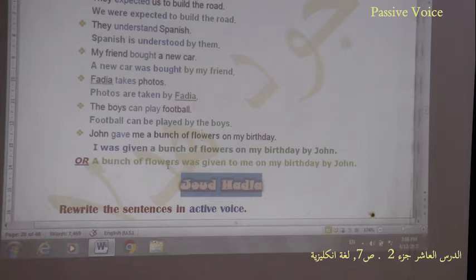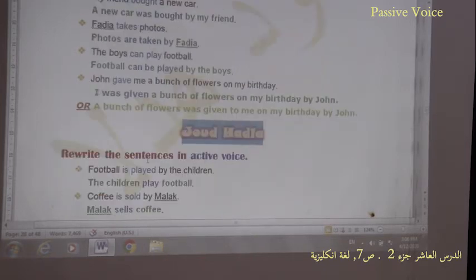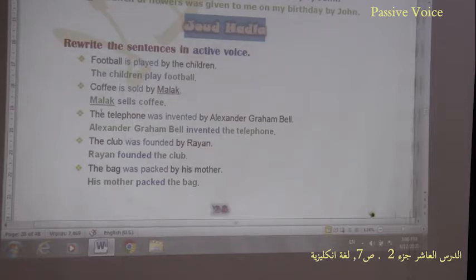Now someone may ask me, flowers is plural. No, here we are talking about only one bunch. So a bunch of flowers was given to me on my birthday by John. Now here is another example, but here rewrite the sentences in active voice.